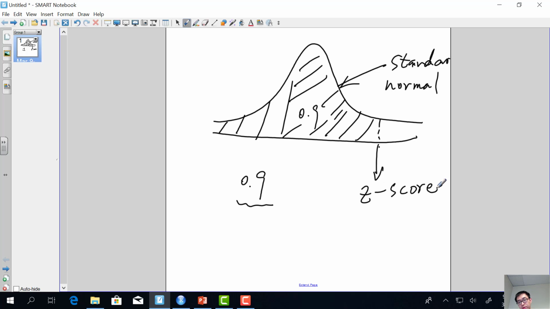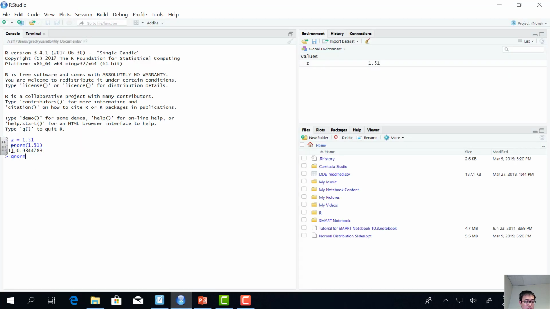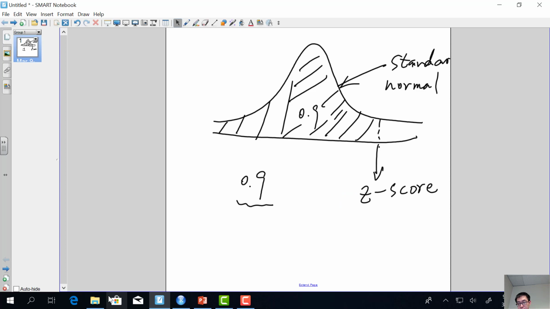This is easy. You can do it with the z table too, which I will show after I tell you how to do it in R. In R, instead of using pnorm, you use qnorm. Say you are interested in 0.9, you just put in 0.9. Because it's standard normal, you don't need to add any other parameters. See? This is magic. You get 1.28, which means this z-score is 1.28.